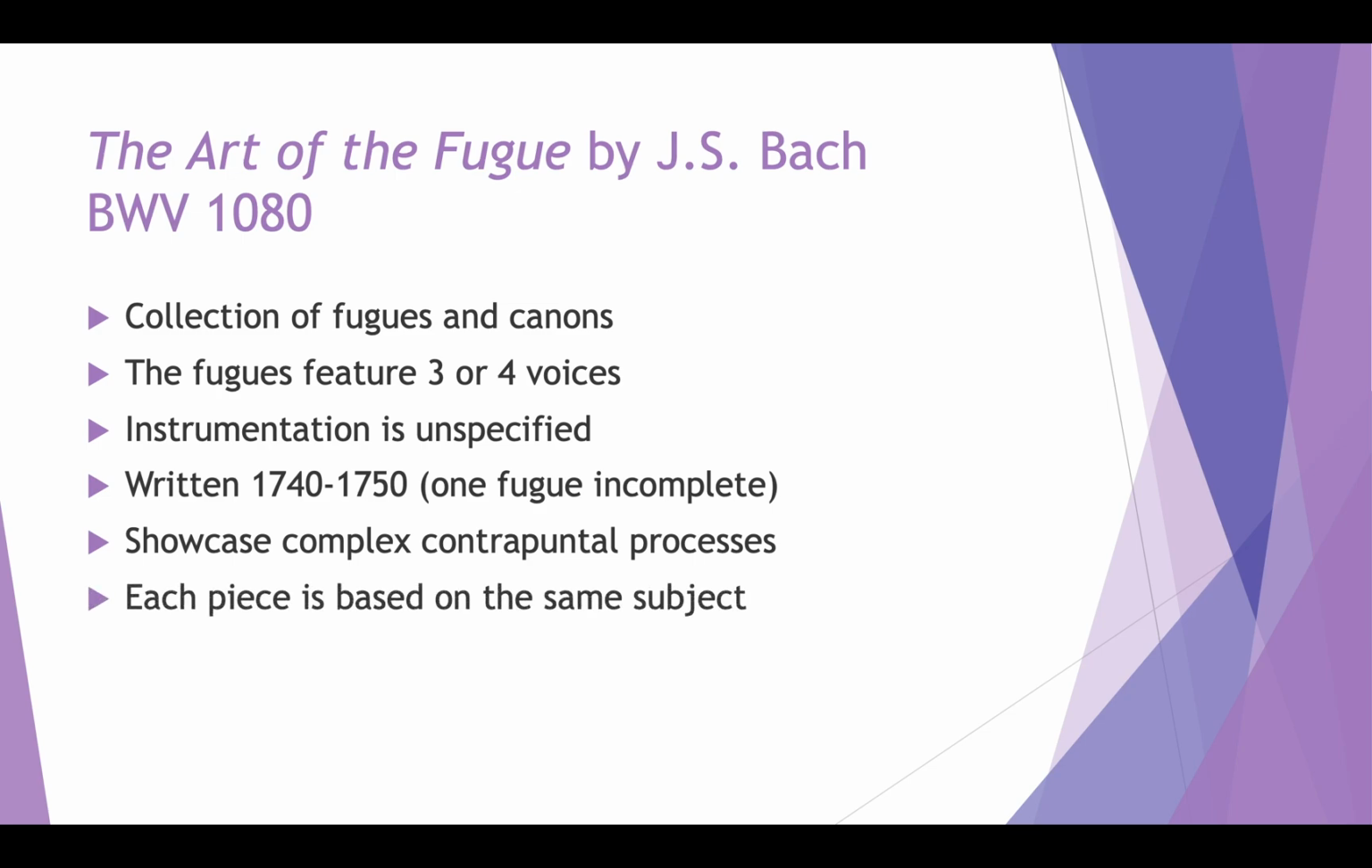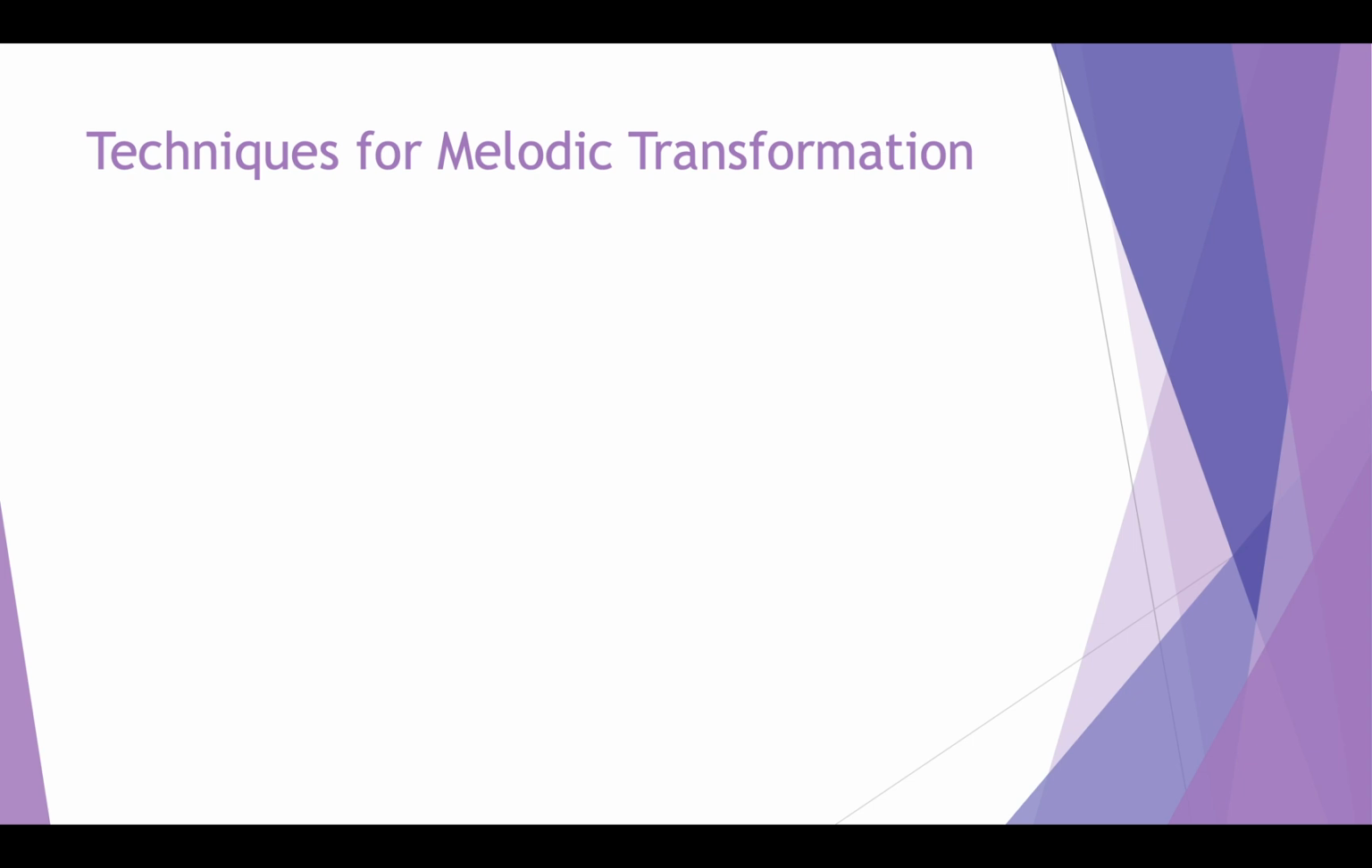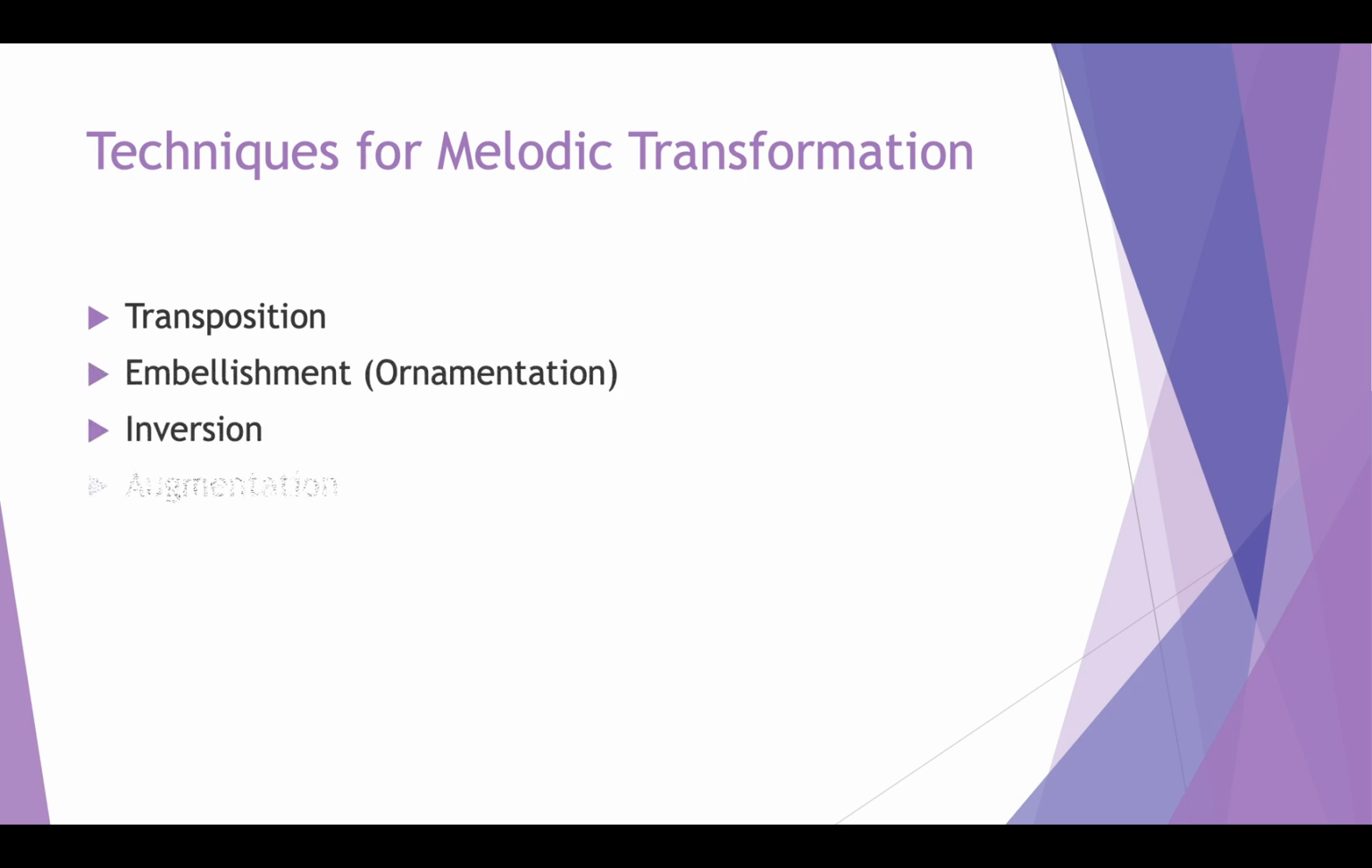But even more interesting, at least in my opinion, is that each piece is based on the same subject. So not only is he going out of his way to showcase different possible contrapuntal combinations, but he's also transforming a very simple melody in a bunch of different contexts. And this casts even more attention onto the manipulations themselves. There are a number of features of The Art of the Fugue that one could spend many, many hours studying, but today we're going to focus on one specific feature, specifically the techniques that Bach uses to transform the subject into different versions of itself. These techniques include transposition, embellishment or ornamentation, inversion, augmentation, and diminution.